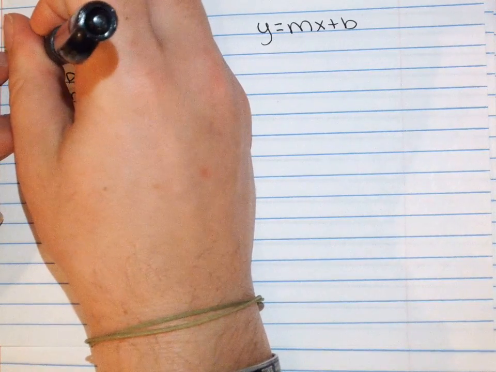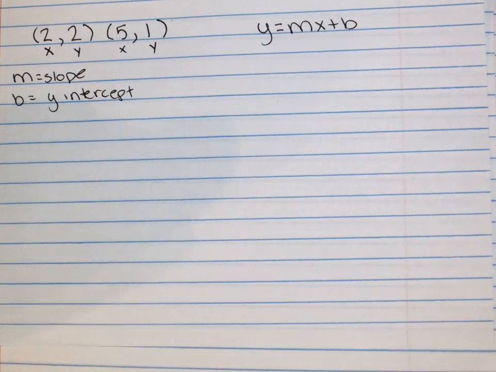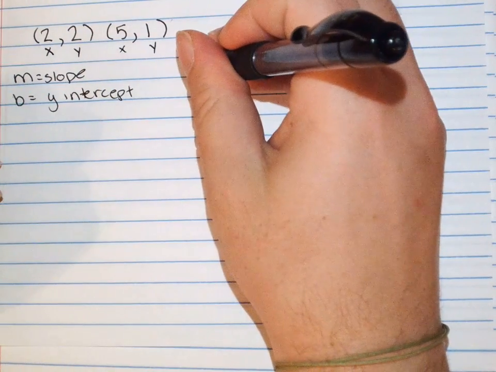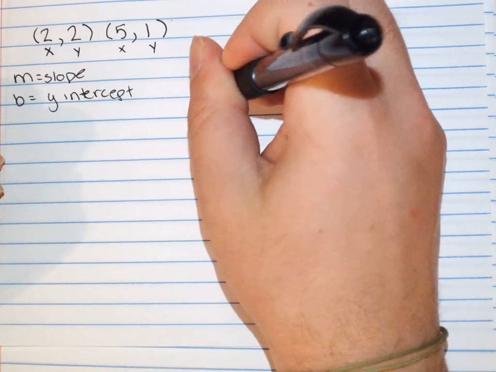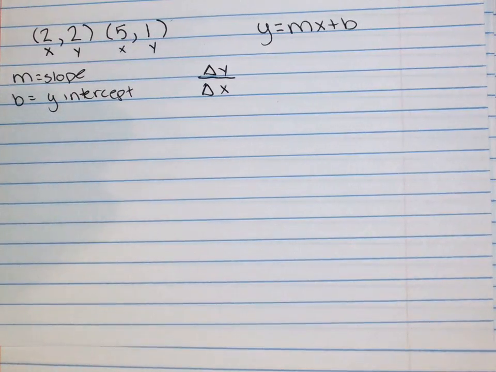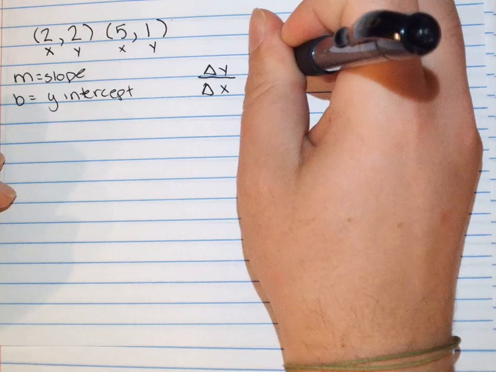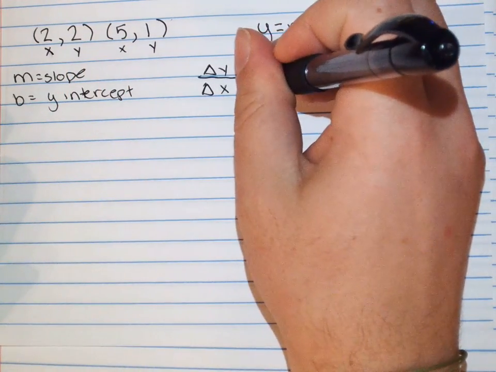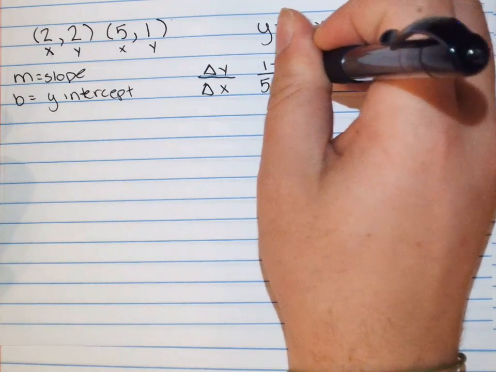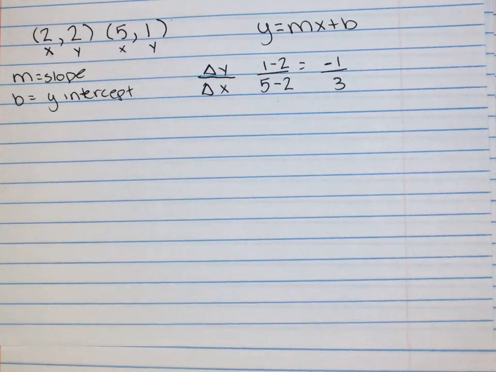So very first thing I'm going to do is x, y, and label, because I know that slope is the change in y divided by the change in x. So I'm going to take my points and I'm going to say 1 minus 2 over 5 minus 2. 1 minus 2 is negative 1, and 5 minus 2 is 3. So I have a slope of negative 1/3.